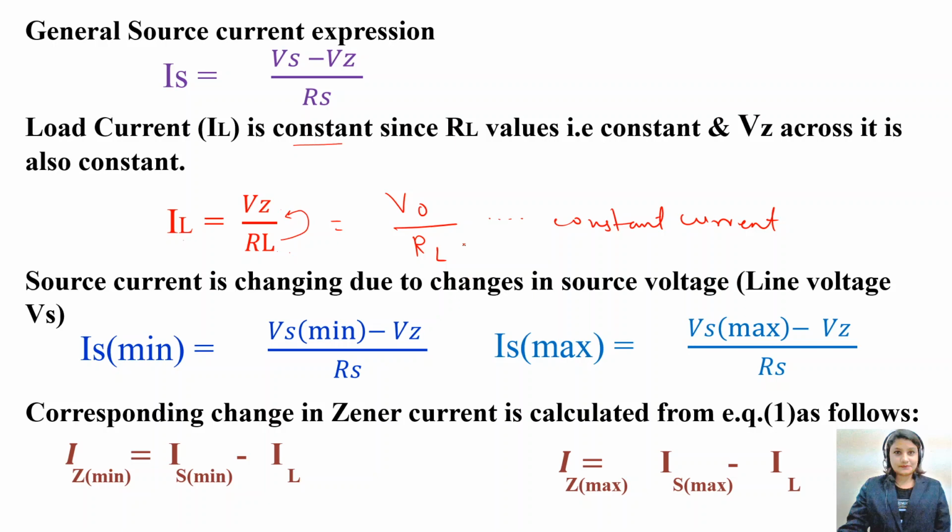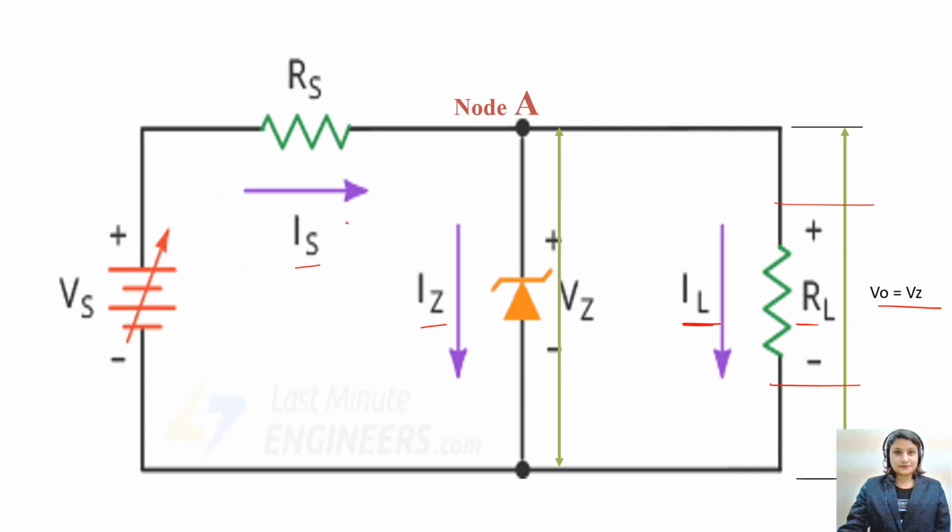Okay, now I have to find out the expression for Is. How to find the expression for Is? Is is the current flowing through Rs. At one terminal of Rs, we have connected a battery, that is Vs, the source voltage, and to the other terminal of Rs, we have connected the Zener. That means the Zener voltage is seen at this node A, right?